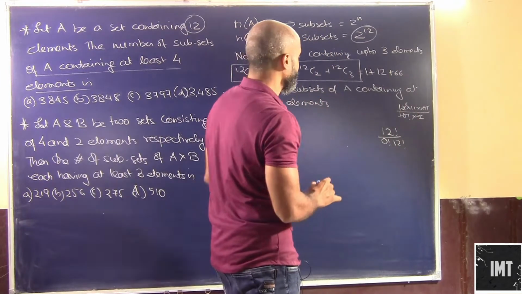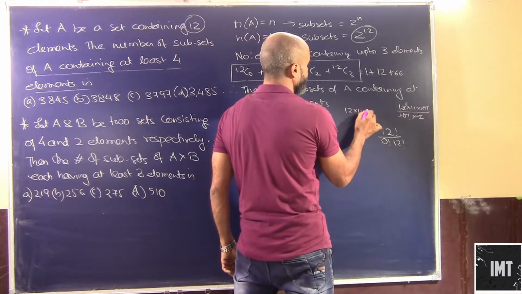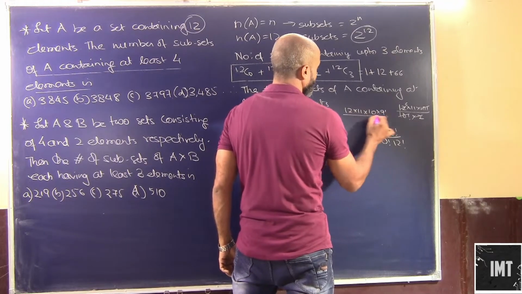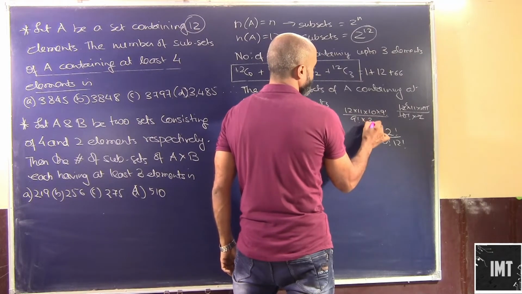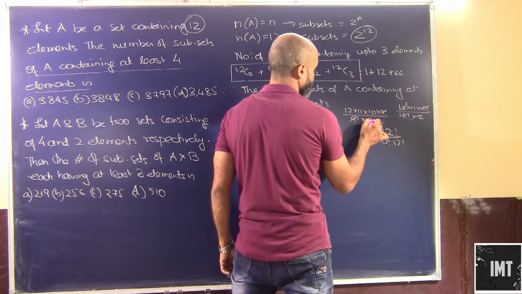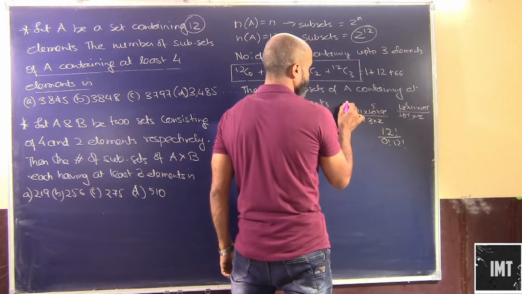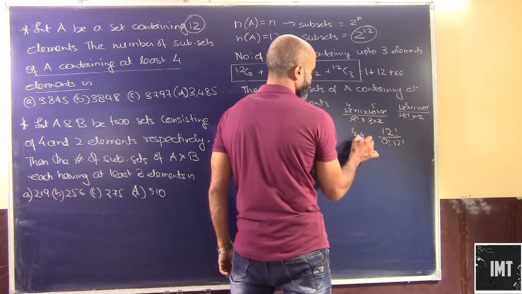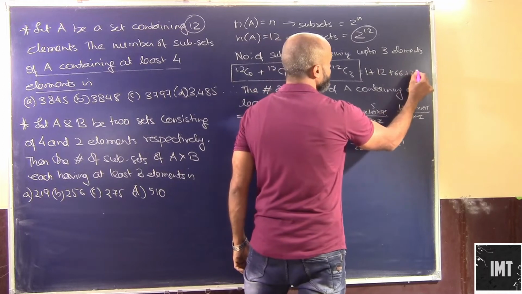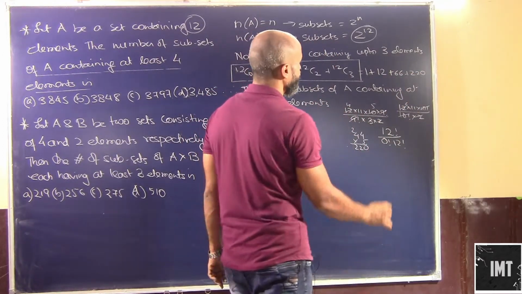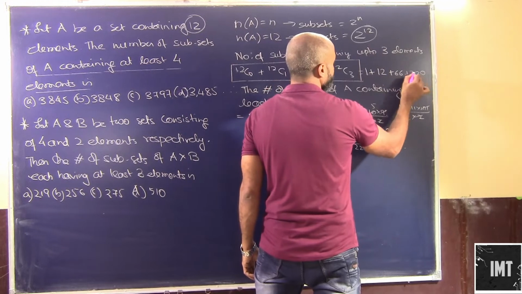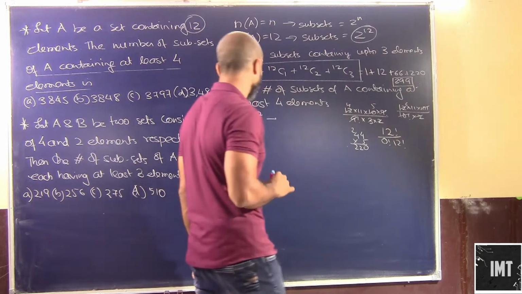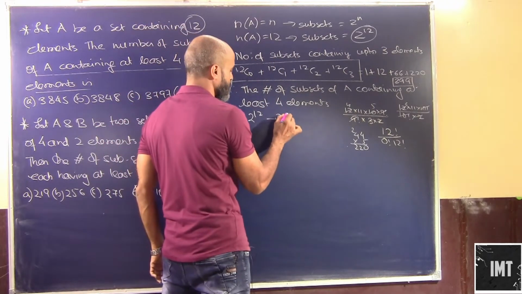12C3 is 12 into 11 into 10 into factorial 9 upon factorial 9 into 3 into 2. 3 4s are 12, so 44 into 5. This is 220. So we have 1 plus 12 plus 66 plus 220, which is 299. So this will be 2 to the power of 12 minus 299.